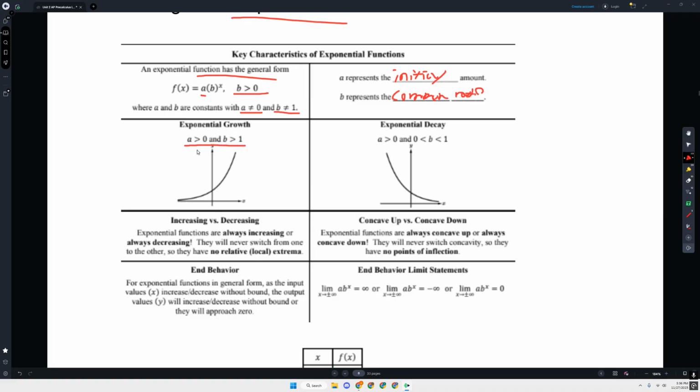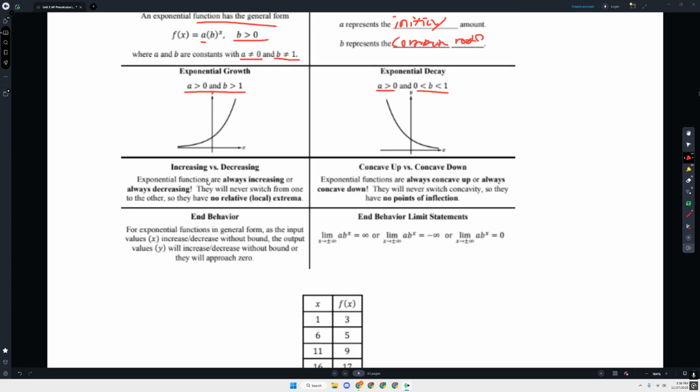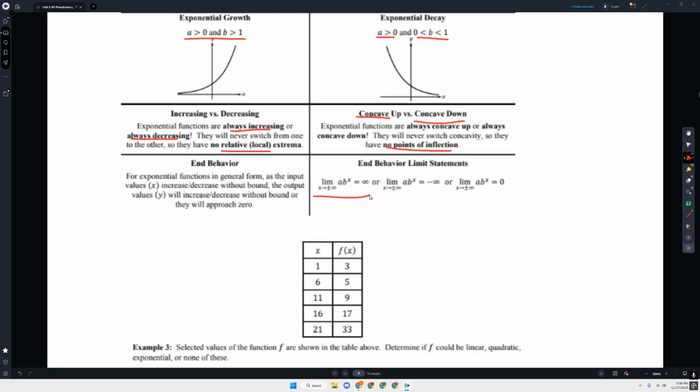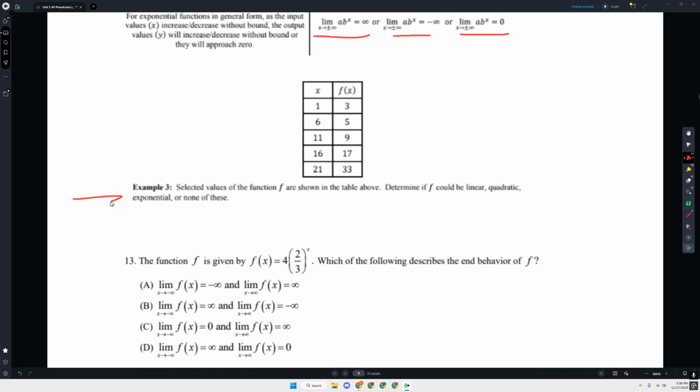And exponential growth is when a and b are greater than 1, and a is greater than 0. And exponential decay is when a is greater than 0 and b is between 0 and 1. Exponential functions are always increasing or always decreasing, so they have no relative extrema. They're always concave up or concave down, so they have no points of inflection. Their end behavior is going towards infinity, negative infinity, or 0 without any shifts. So let's try example 3.